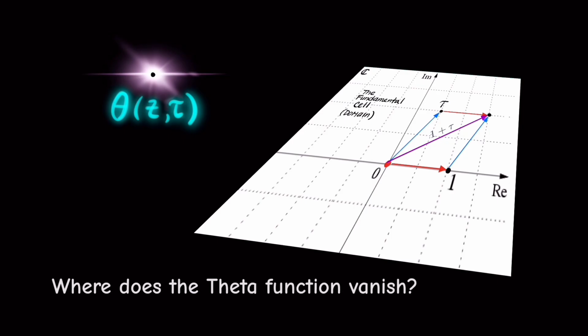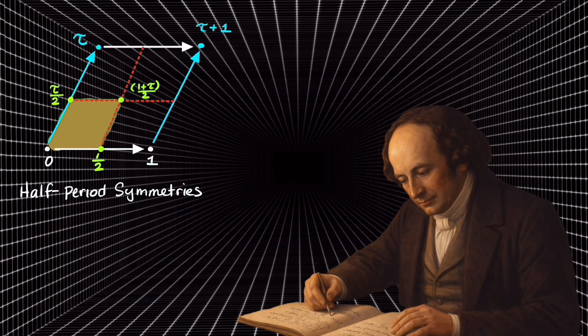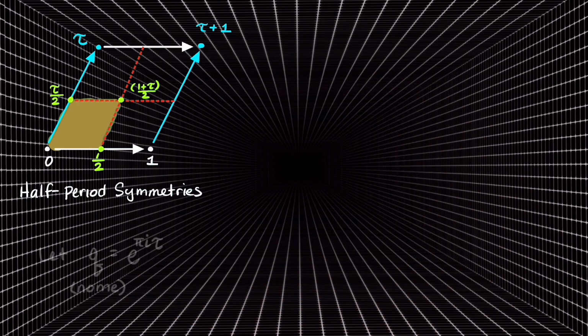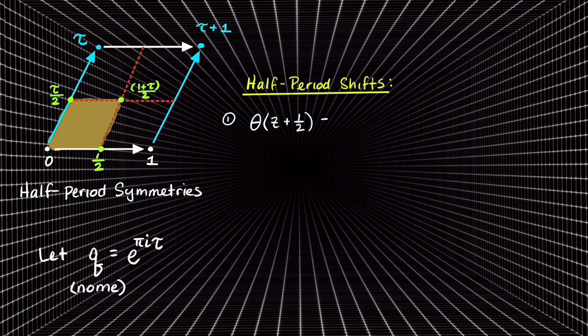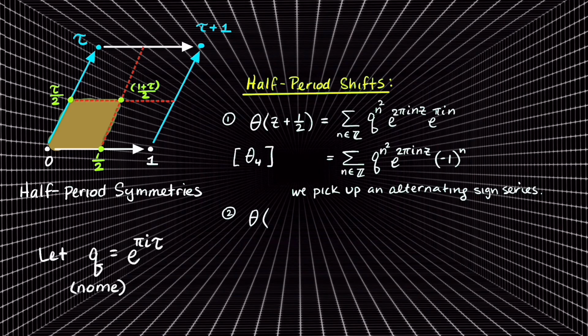So when we ask, where do the theta functions vanish, we're asking, where does the function equal 0? By exploring the half-period symmetries and simplifying our algebraic calculations by creating something called a nome, q equal to e to the pi i tau, we can see what's really going on when we shift the theta function first by 1/2. And by shifting it by 1/2, we pick up an alternating series sign. This later will be designated as theta 4.